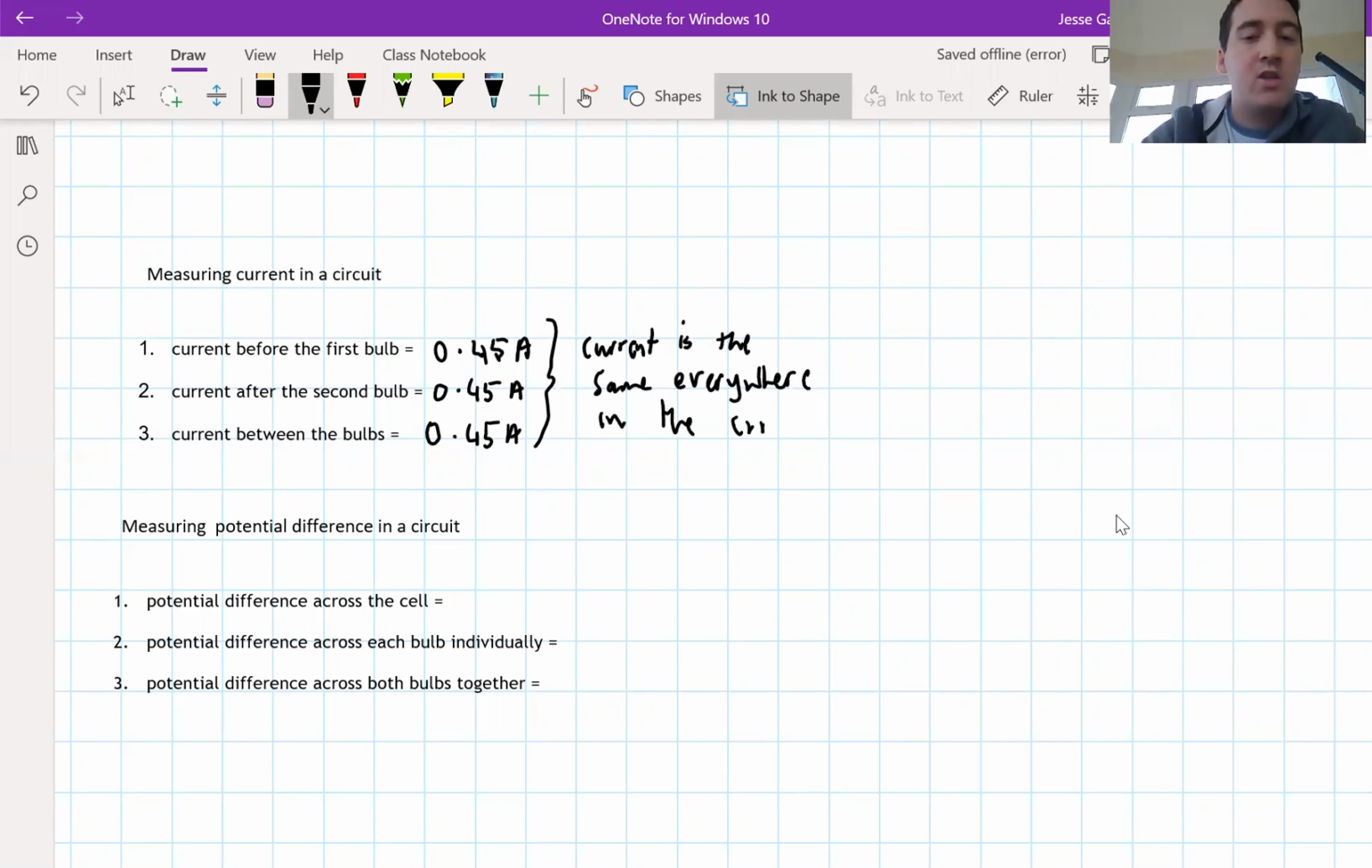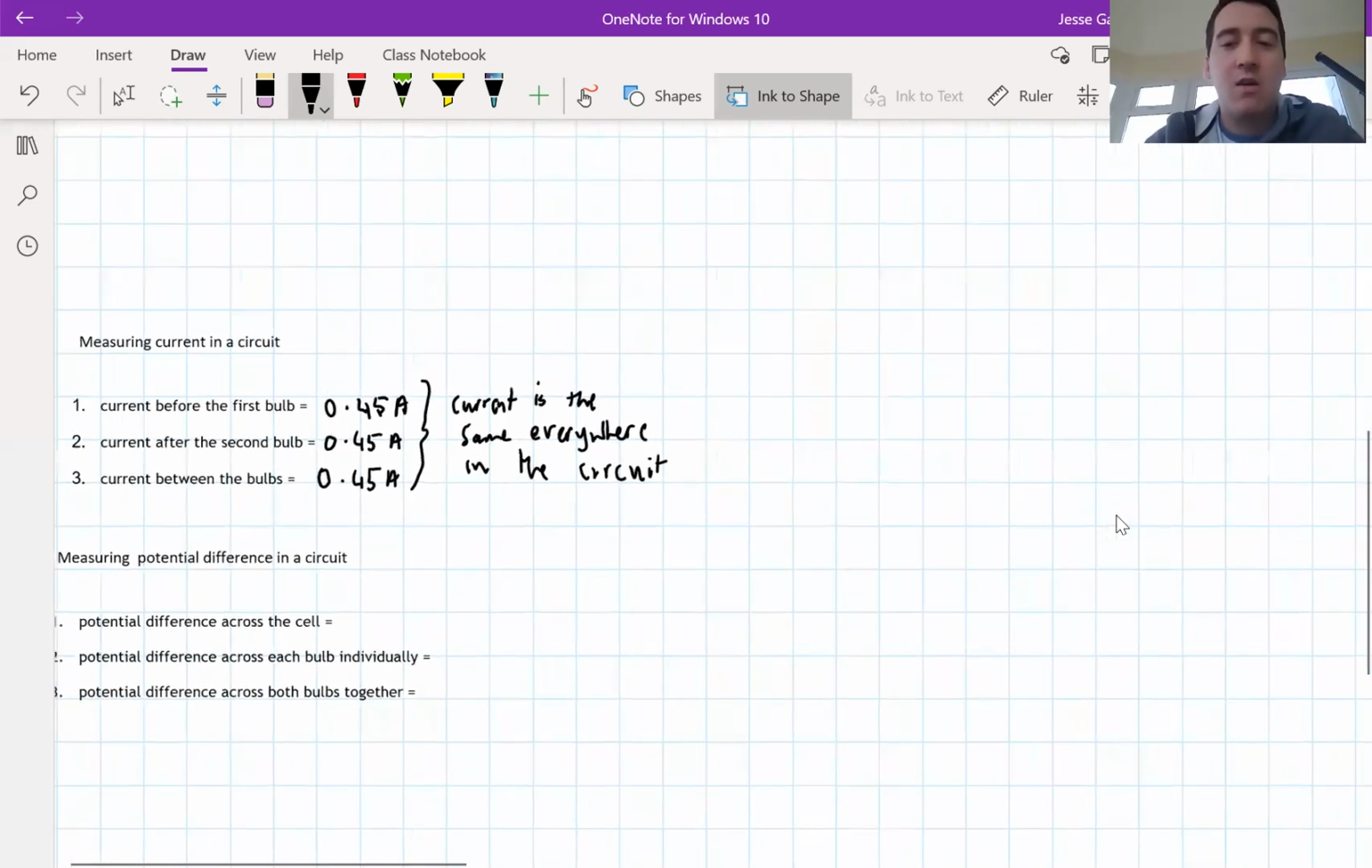So unless I change something, like if I add more bulbs in, that would change the current everywhere in the circuit. If I change the potential difference, so if I added an extra cell, that would push the electrons quicker, so that would change the current. But if I don't change anything, if I have the same amount of power, so the same amount of batteries, and have the same resistance, then the current is the same no matter where I measure it in the circuit.